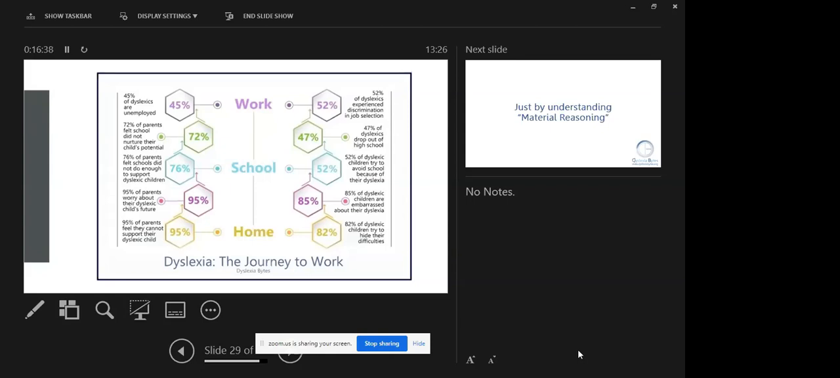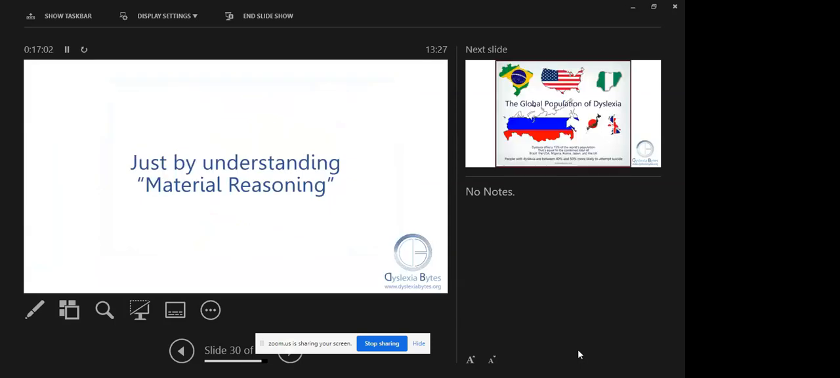This is huge. This is really, really huge. If we continue teaching the way we have taught, we will continue to create this social earthquake. We will continue to create this black hole where dyslexic children fall down the black hole because they are unable to think the way they want to think. They're being taught in ways they cannot think. And all we have to do is understand material reasoning just a little bit better than we currently do.